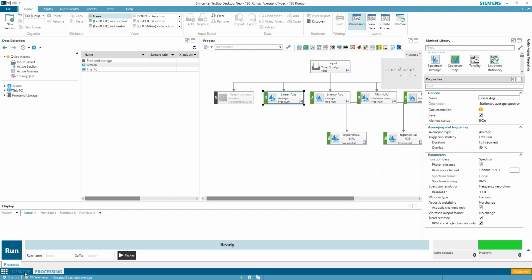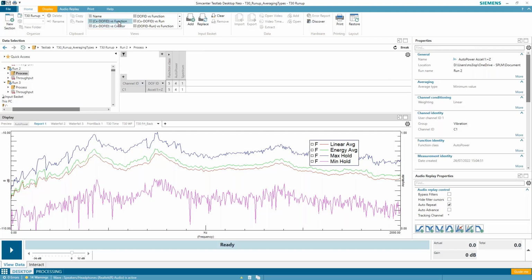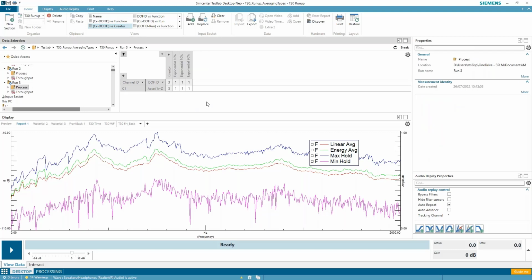So when I go back over here to my desktop, you see I get these energy average, linear average, because I'm in this DOF ID versus creator. If I look at DOF ID versus function, there's auto powers in there, but I can't tell them apart. So this isn't as useful for me as looking at creator. If I go over to run 3, this is where I did those exponential weighting functions.